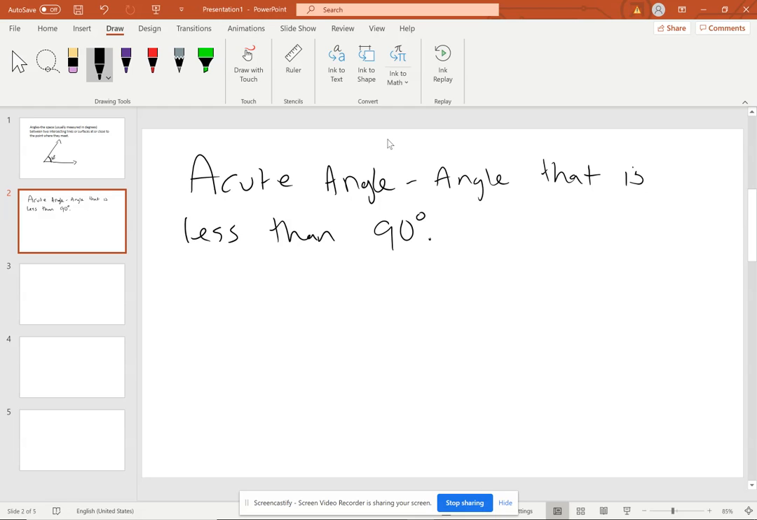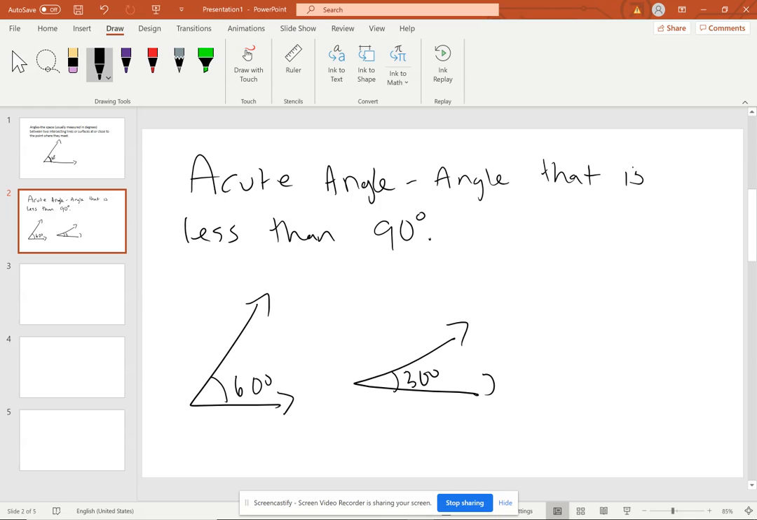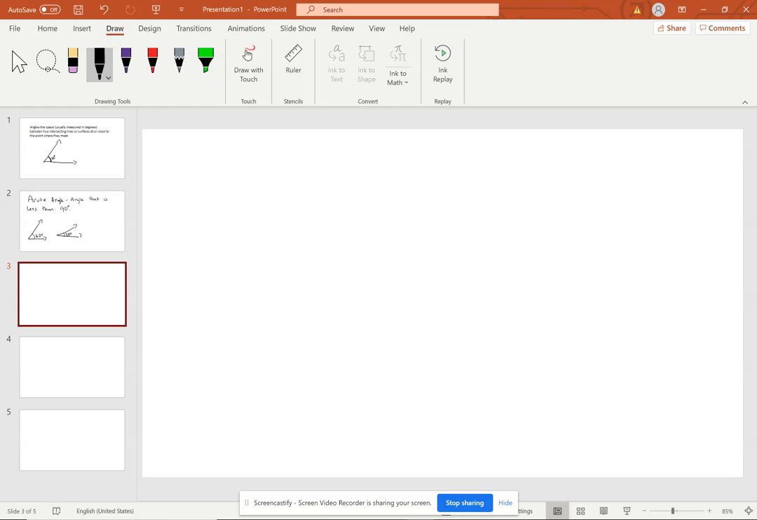An example of angles that are acute, here's one. It's the same one we used for the example. Here's another. That's about 30 degrees, and so on. It's just an angle that is less than 90 degrees. The next definition is a right angle, and that is a 90-degree angle.